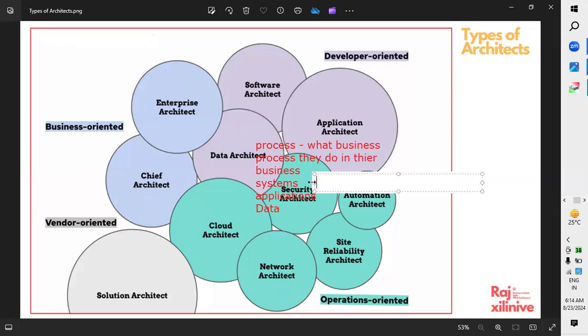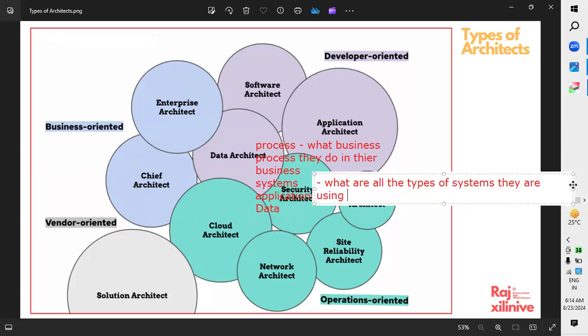Systems, nothing but what are all the types of systems they are using. Because an organization consists of people. An organization consists of processes. To manage a process, you require people. What do people do? People use some systems to perform their activity. So this is what we generally call systems.